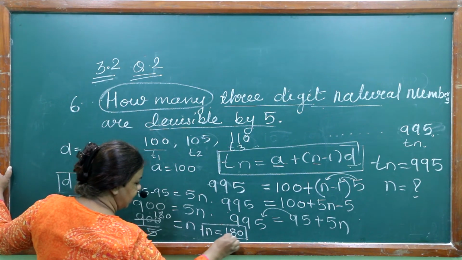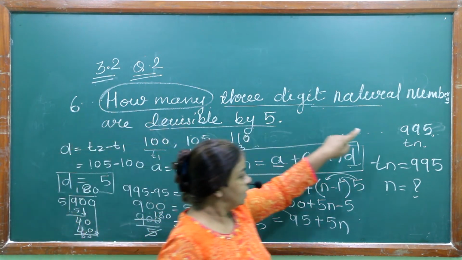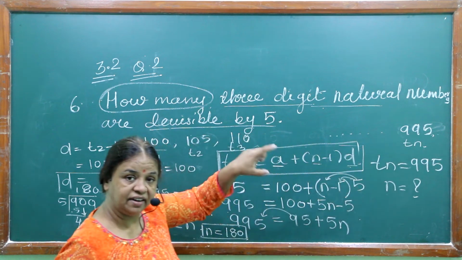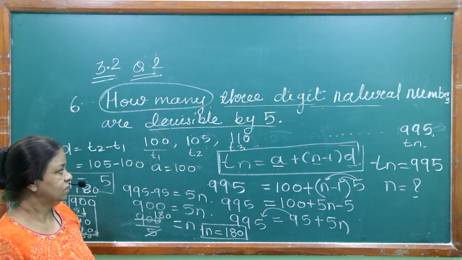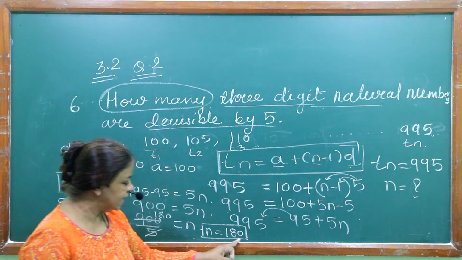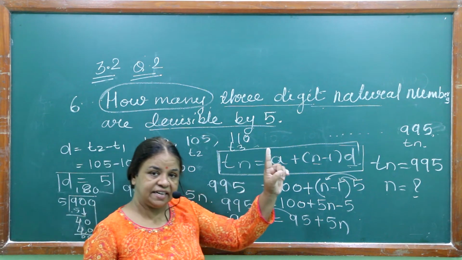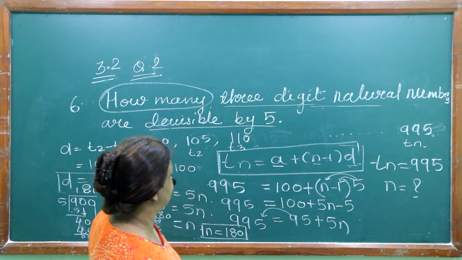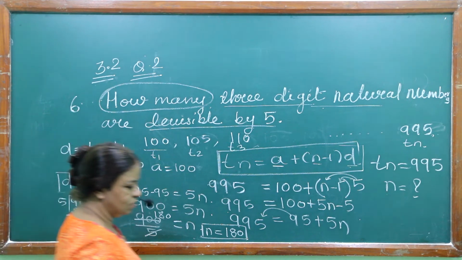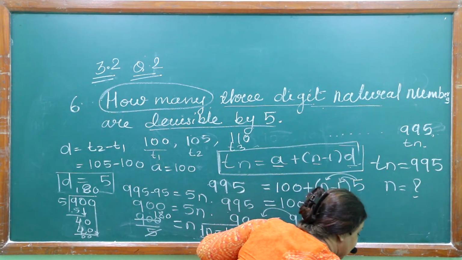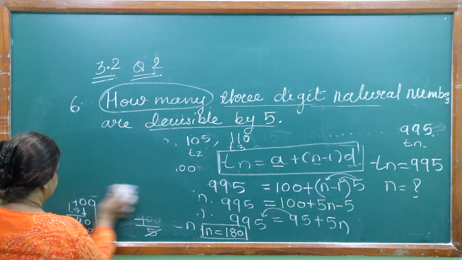So there are 180 numbers between 100 to 999 which are divisible by 5. Again I repeat, there are 180 numbers between 100 to 999 which are divisible by 5. Okay children, we'll go for the next question now. For writing it down, you can pause the video and you can write it down.